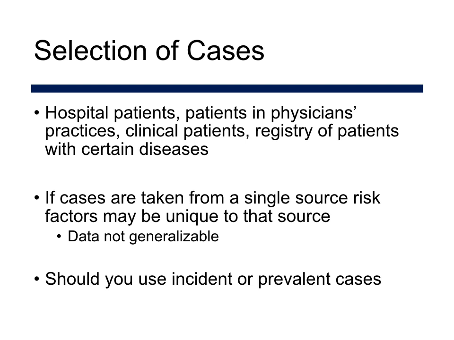There are pluses and minuses to using incident or prevalent cases. If you use prevalent cases, they may be biased by survival, meaning risk factors may be more related to survival of the disease than development of the disease. If you use incident cases, you'll need to wait until additional cases are diagnosed.